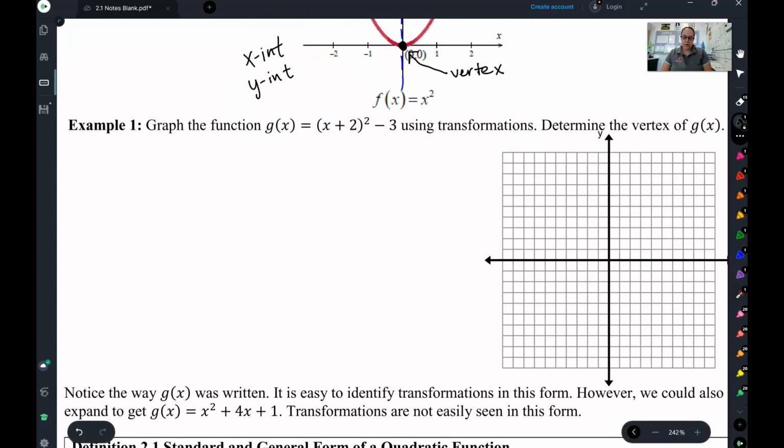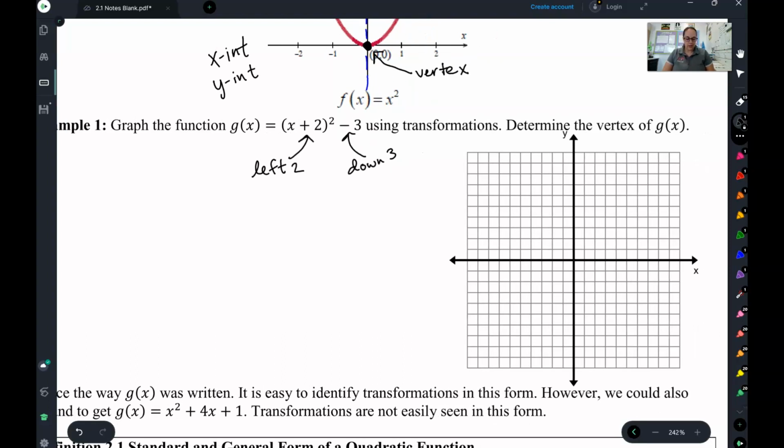So this is a transformation of my parabola. I have a +2 on the inside, so that means it's going to move left 2, because inside is always opposite, and left and right. And I have a -3 on the outside, so that's going to be down 3, because outside is always the same, and up and down.